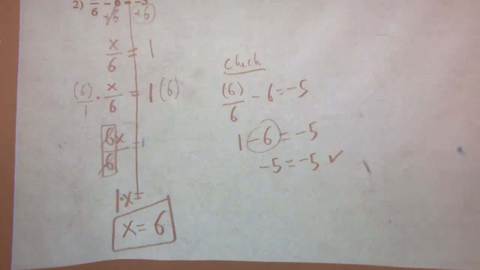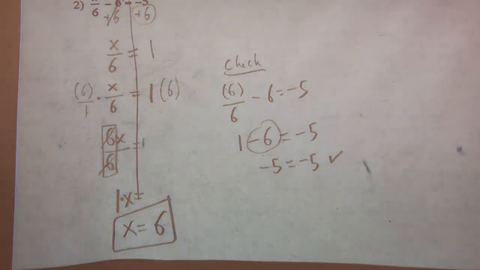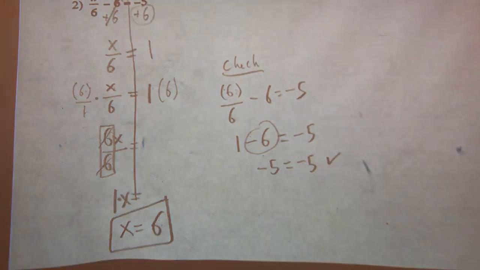So that's how you solve two-step equations when we have integers as the coefficients of our, I guess it's not really an integer. We would think of that as a fraction, but there you go.